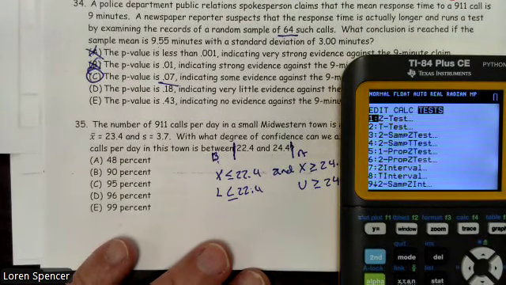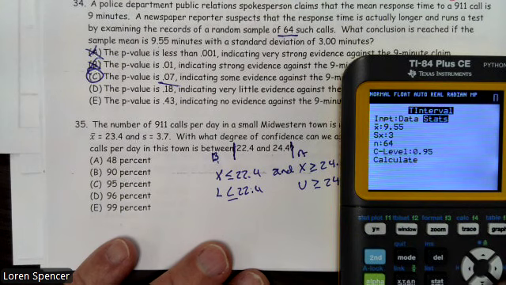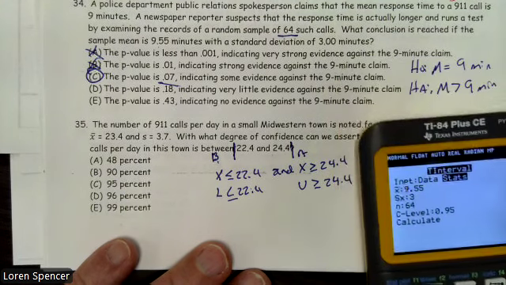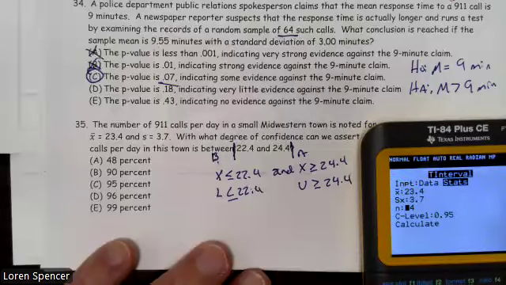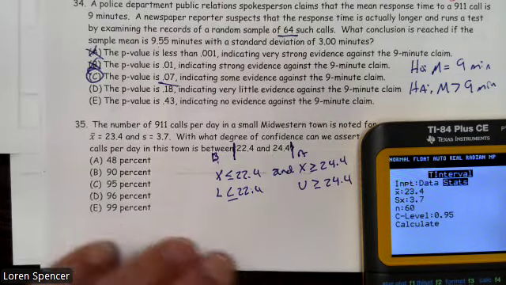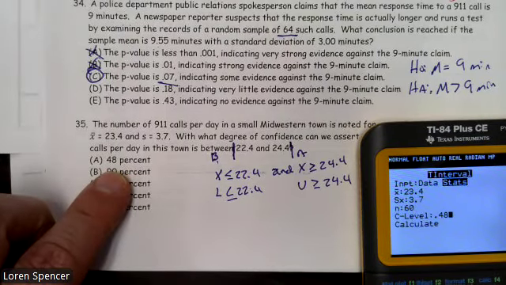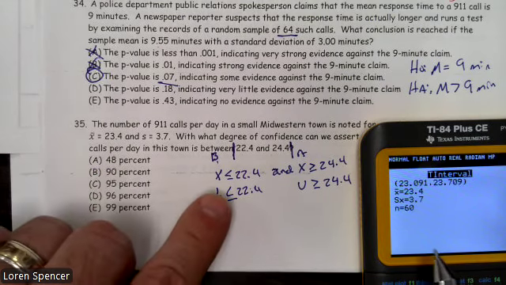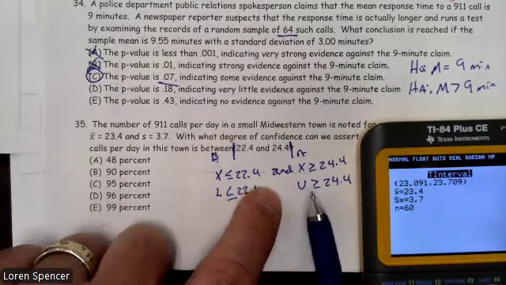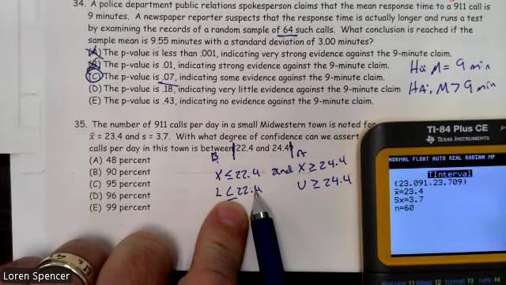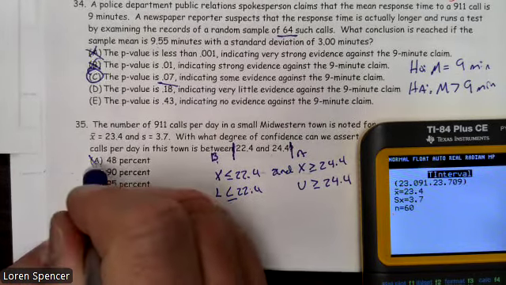So stat, test, T interval. All right, we have a mean of 23.4. We have a standard deviation of 3.7. This is one of those times that use your calculator. We have 60. And we have a confidence level of 0.48. Hey, that 23, that's inside. It's not less than 22.4, so it can't be that one.